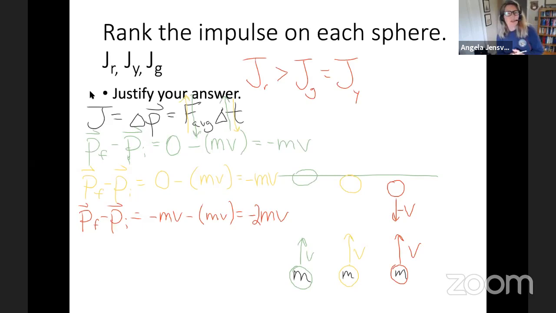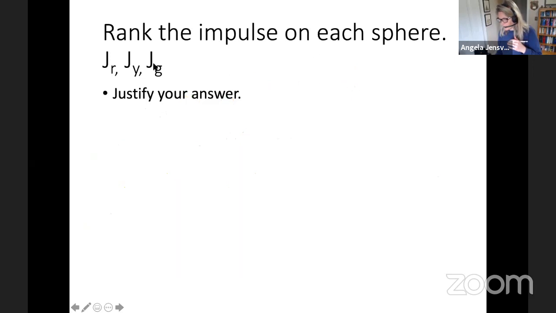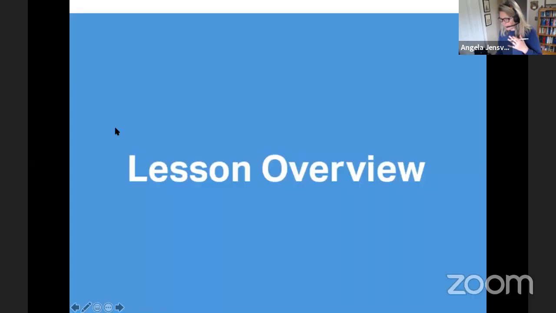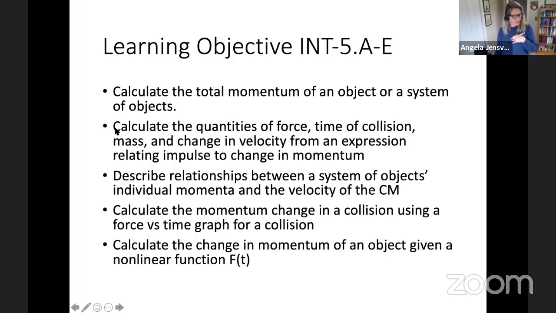Interesting also that the red sphere, when it bounced, had twice the change in momentum. Maybe if you have been on bumper cars, you know what a jolt it is when you bounce against somebody. All right, we're going to look at 5 learning objectives today.